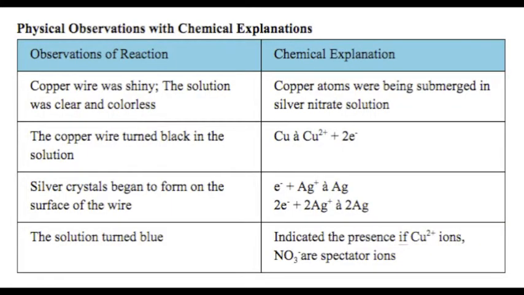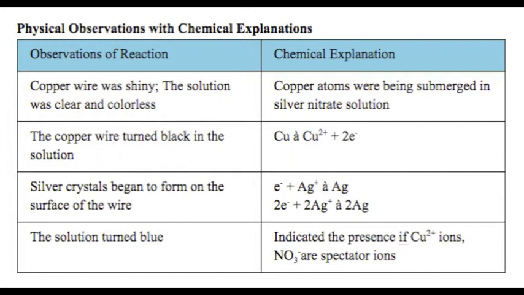Next, we have our data. Here is a chart of our physical observations with their chemical explanations. First, the copper was shiny, and the solution was clear and colorless. The explanation is that copper atoms were being submerged in a silver nitrate solution.